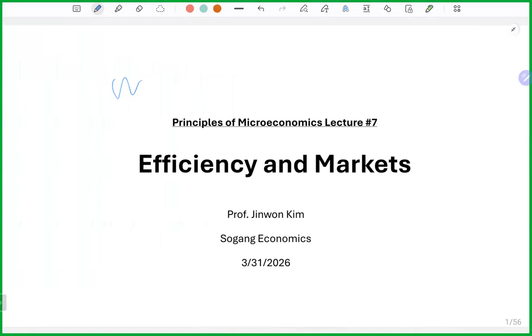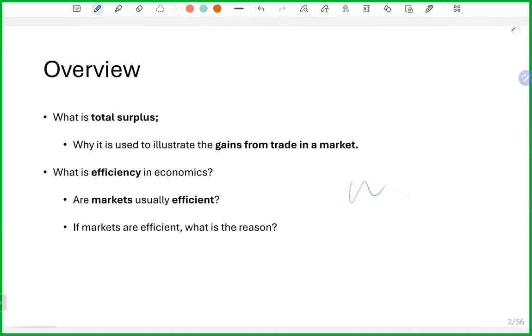So it discusses efficiency. What is efficiency? And what is efficiency in economics? That's the first question. The second question is whether markets achieve efficiency. So basically, the basic claim that we will make today is that markets are good. Markets are efficient. So why is it? In what sense is it efficient?